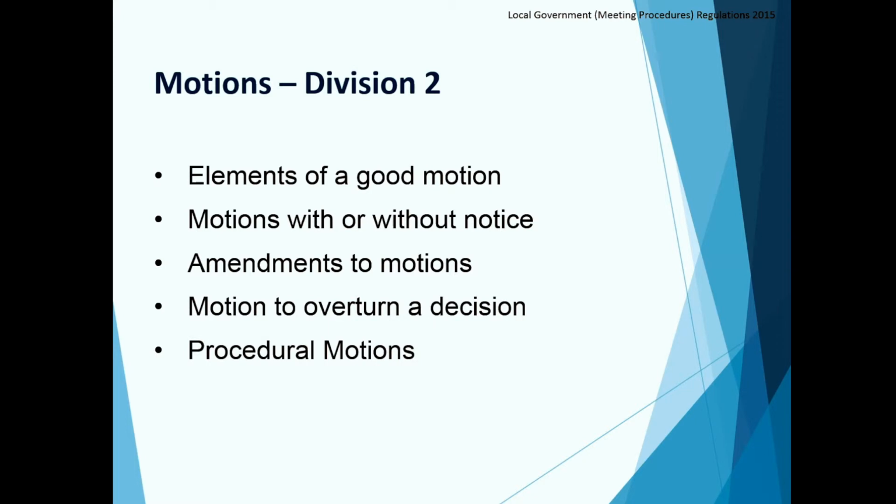This slide is about motions. Council decisions are made by agreement of councillors to a proposition, referred to as a motion. If a motion is successful, it then becomes a decision of the council. A motion cannot be debated unless it is moved by a councillor and seconded by another. And in most cases, a motion will need to relate to a matter on the meeting agenda.